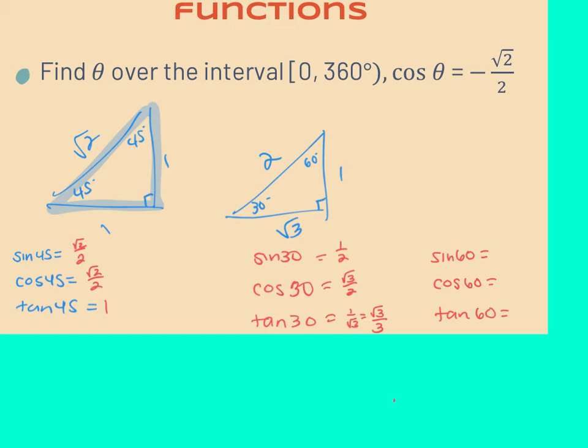Wait, for the sine of 45, why is it root 2 over 2? Because it'd be 1 over root 2, and then you'd have to rationalize it. Does that make sense? Okay.